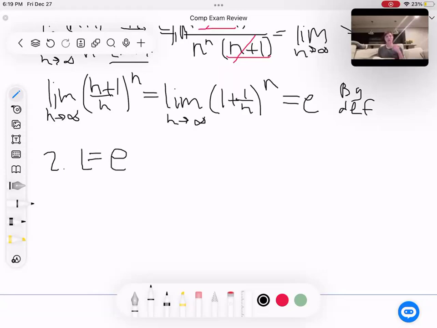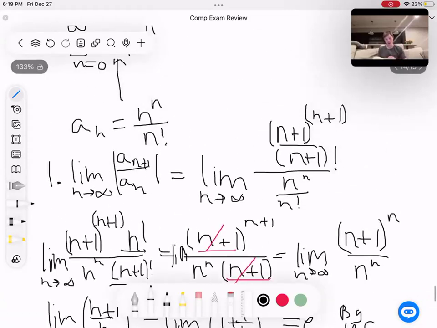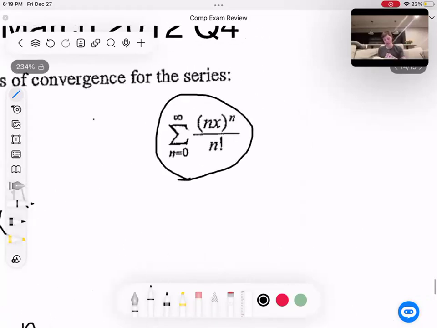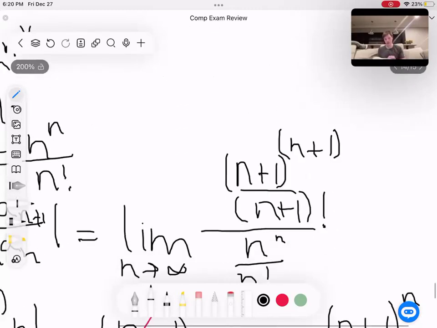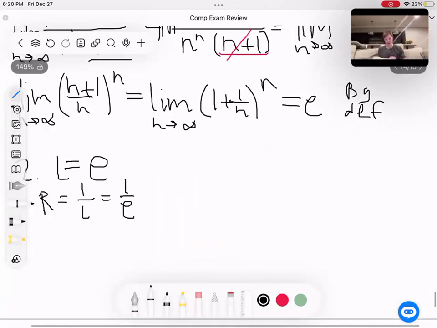And the radius of convergence, R, is given by 1 over L, always. Actually, 1 over L, which is equal to 1 over e. Because if we look at this series, this specific one, that's going to turn into x to the n, which is the same thing as x minus 0 to the n. This thing is centered at 0. So this is the radius of convergence.